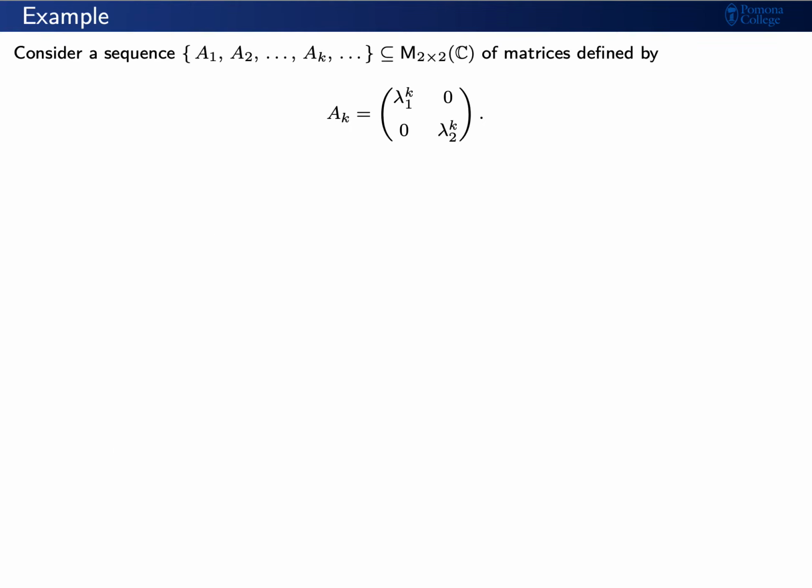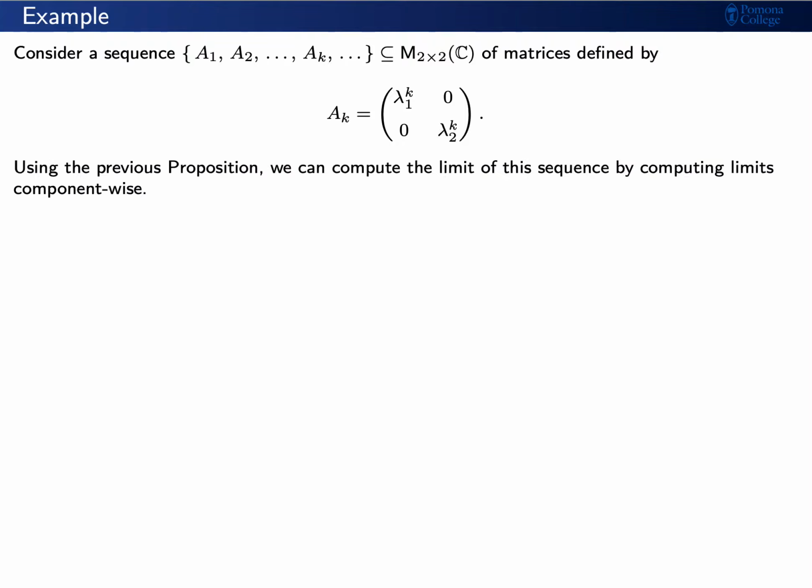As an example, let's consider the following sequence of matrices. Here, each A_k is a 2 by 2 matrix where along the diagonal we have lambda 1 to the k and lambda 2 to the k. Using the previous proposition, we can compute the limit of the sequence by simply looking at the different cases, looking at lambda 1 and lambda 2.